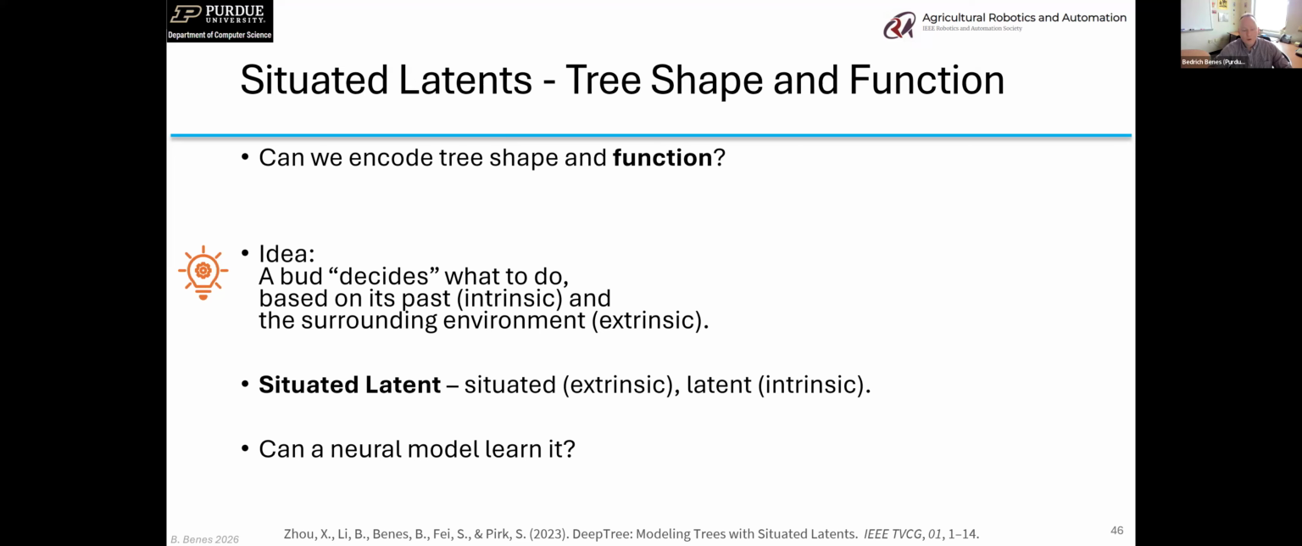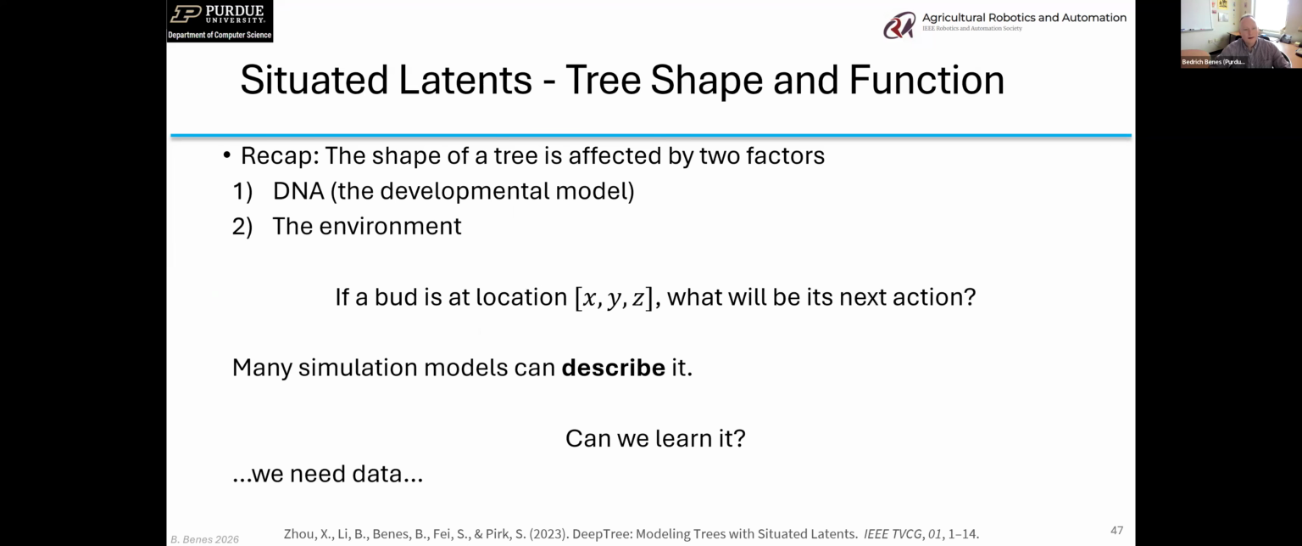So what we designed is a new model that we call situated latents, where the part situated means being on the three-dimensional structure of the tree, and the latent means the intrinsic information. And then the key question was, can a neural model learn it? So can we have a deep neural model that will take this information on the tree and will make a decision for the bud, what will be the next step?